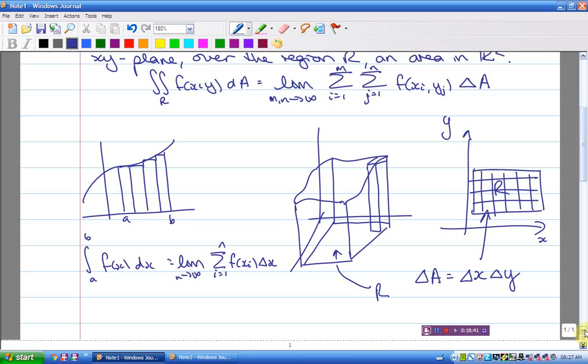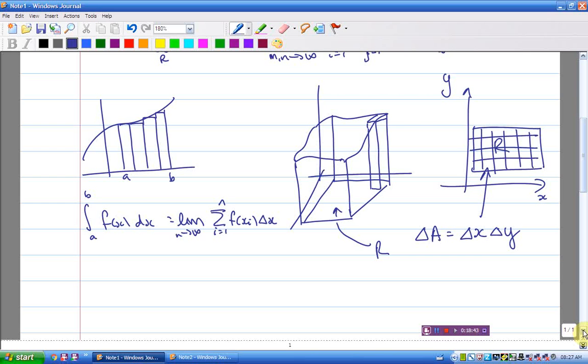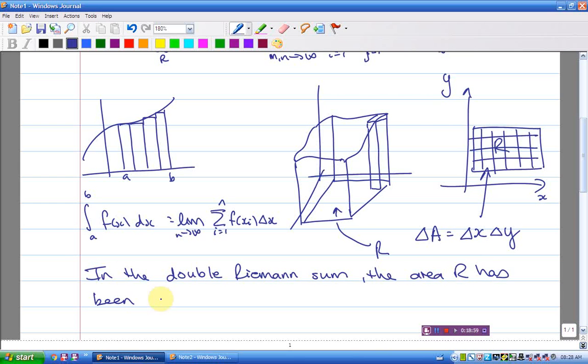All right, one more sentence, but it's really already in the diagram. In the double Riemann sum, that's that thing with the sigmas in it, the area R has been divided into n by m rectangles of area delta A equals delta x times delta y.